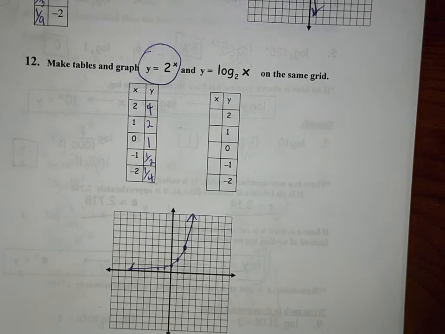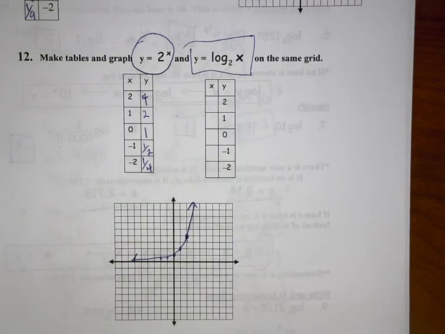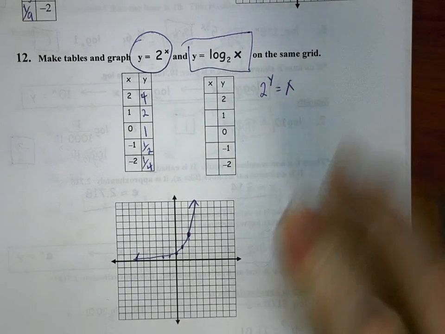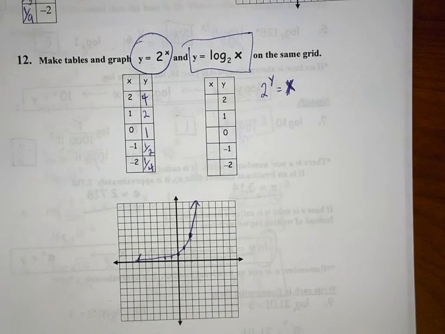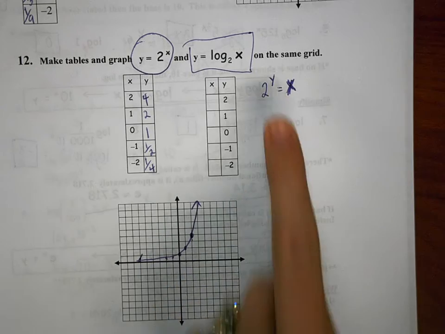How will I rewrite this one right here? What will this end up becoming? 2 to the y equals x. Good. Which is why I chose values for y, because y is in my exponent. And what line will it not touch? The y-axis. Good.